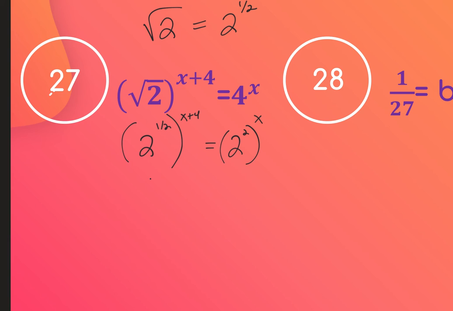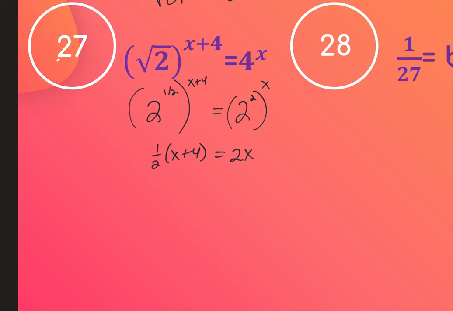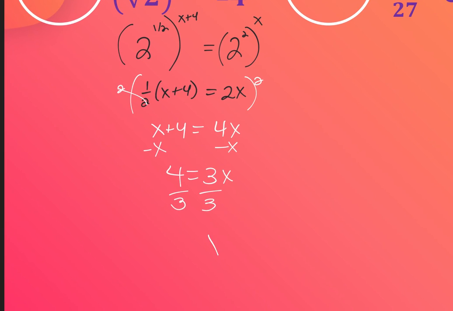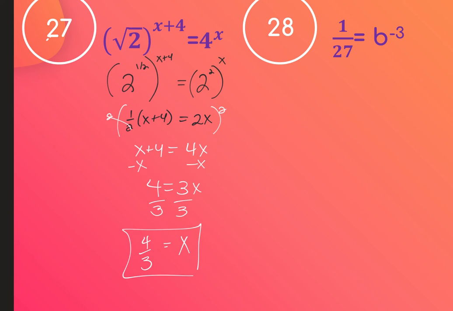So now my bases are the same. I have 1/2 x plus 4 equals 2x. You can either distribute the 1/2 or you could get rid of the 1/2 by multiplying everything by 2. You do what you want to do. If you wanted to get rid of it, I could multiply both sides by 2. And I'd get x plus 4 equals 4x. And then subtract the x. 4 equals 3x. Divide by 3. So square roots become 1/2. Like I said, cube root would become 1/3. So if you saw something like that, you could do that as well.